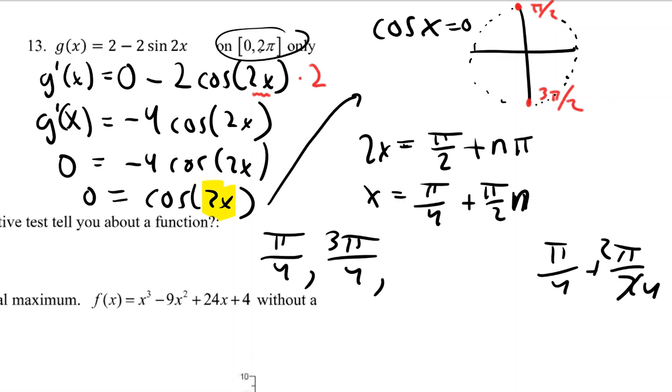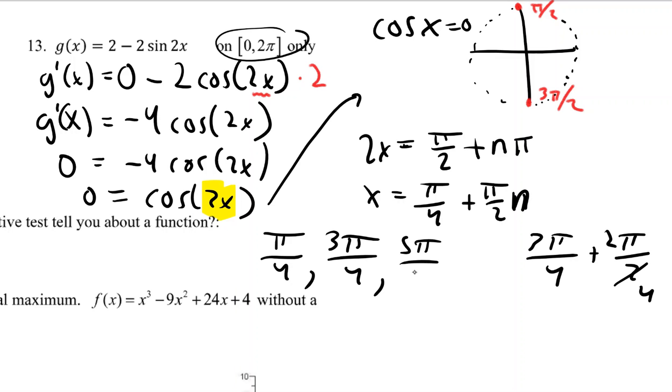Is 3 pi over 4 between 0 and 2 pi? Okay, then it needs to be an answer. Take 3 pi over 4, add pi over 2 again. That would be 5 pi over 4. Is 5 pi over 4 between 0 and 2 pi? Then that has to be an answer. And this is what I'm worried about. I'm afraid you won't get some of these if you just try guess and check at this point.